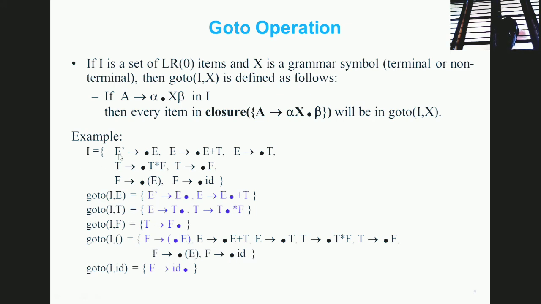So you can just observe that for the go-to, what you are supposed to do is consider the symbol which is there after the dot symbol. For all these items, you're supposed to write the go-to. Now the last one, which has ID after the dot on the right-hand side: once you read ID, you're going to move from F to F tends to ID dot. It means that after reading the symbol, that is the next state you are going to move to. We call this new set a new state.